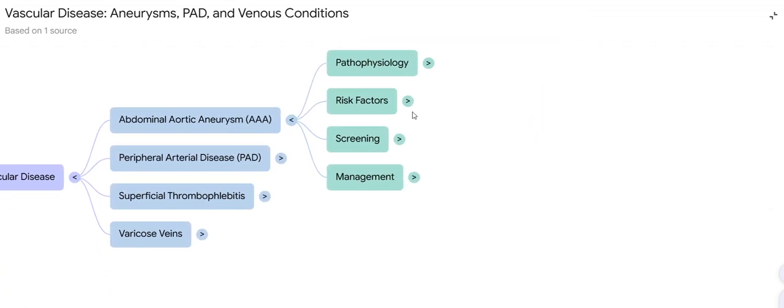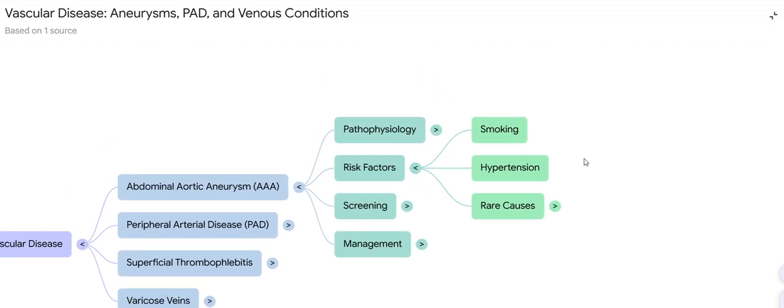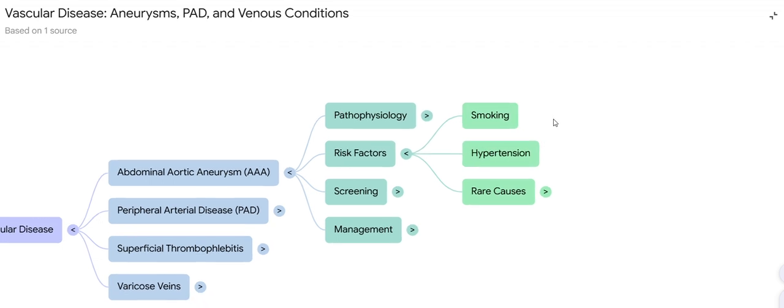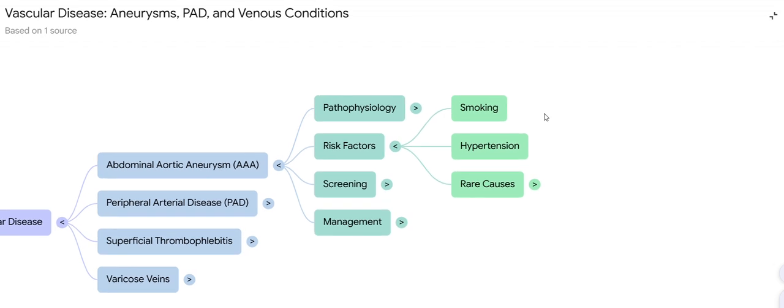Let's look at the risk factors. Smoking and hypertension. You will see this in all the questions when AAA is asked. So smoking is essential. Smoking, hypertension. It's said that even if someone has one cigarette in their life, it can actually lead to AAA. So smoking is a big risk factor. Hypertension, and then there are some rare causes.